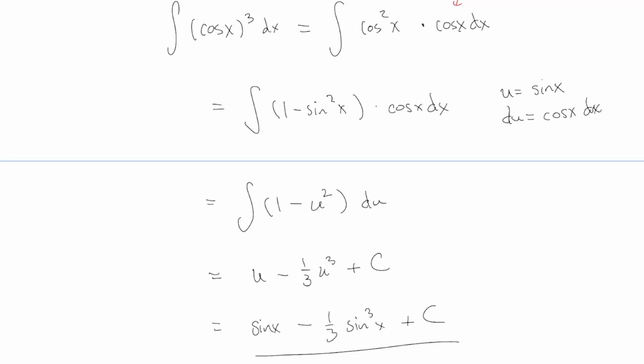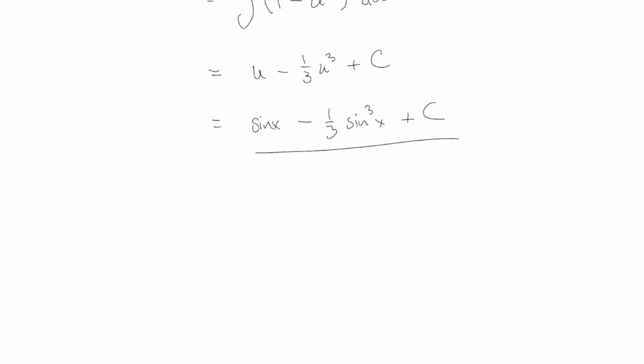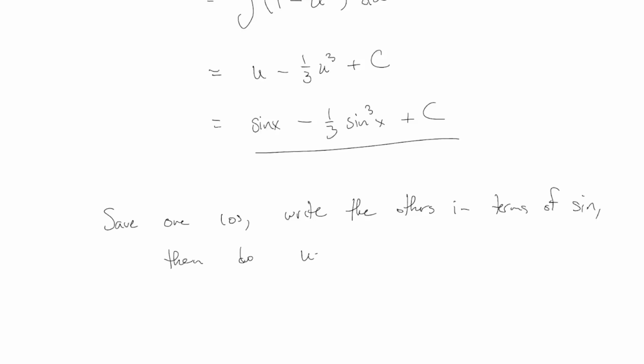Let me just try and describe in words the basic idea here. So you save one cosine, and then write the others in terms of sine. And then you do u equals sine x, du equals cosine x dx. All right, that's really the whole trick. It is a strange but really fairly simple idea. Not the kind of thing you would come up with on your own, but it's not so hard to do if you know what you're doing.